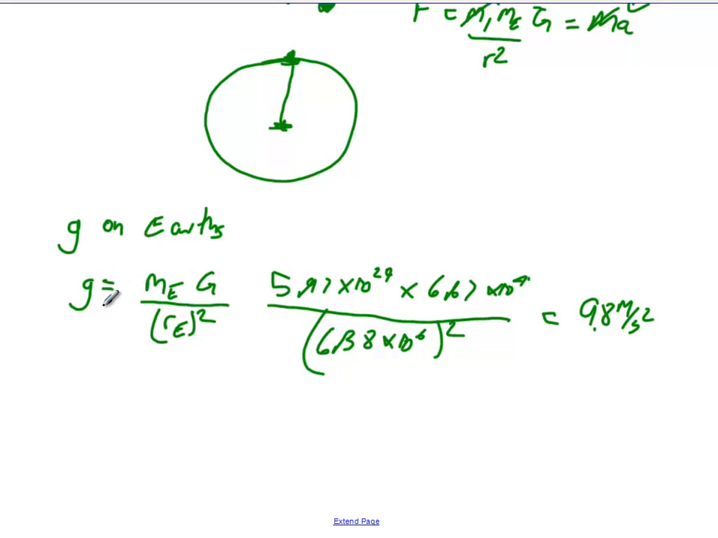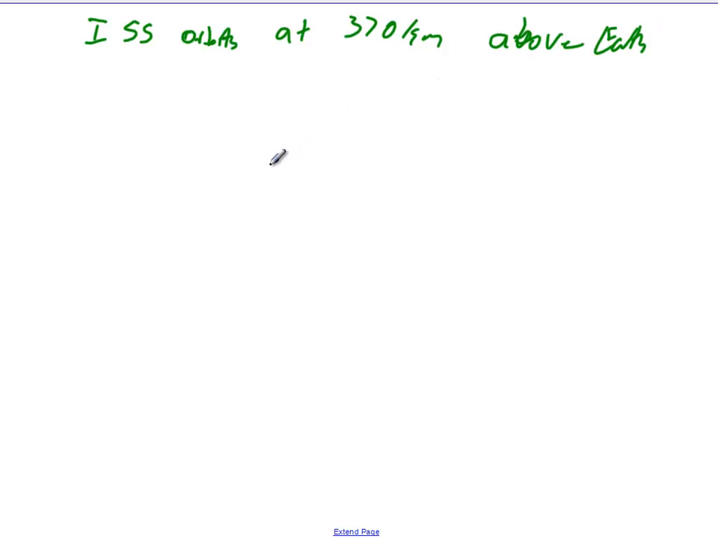This is g, the acceleration due to gravity, but it's also equal to 9.8 newtons per kilogram. That's how many newtons of force act on every kilogram of matter on the surface of Earth. Okay, so let's think about astronauts in the International Space Station. Okay, the ISS orbits at 370 kilometers above Earth. Now, I'm always blown away by how small that number is.